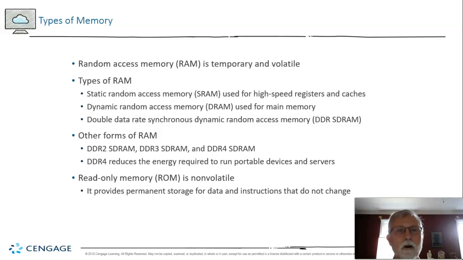Now, there are other forms of RAM, and based on which computer you're buying, it's going to tell you what kind of RAM it is getting. And it basically says, hey, I'm trying to reduce the amount of energy it requires to run things.